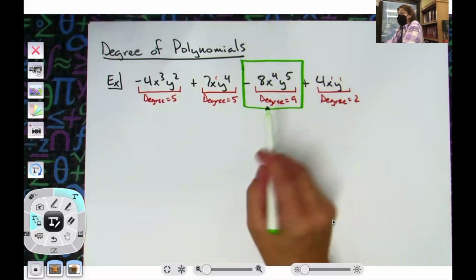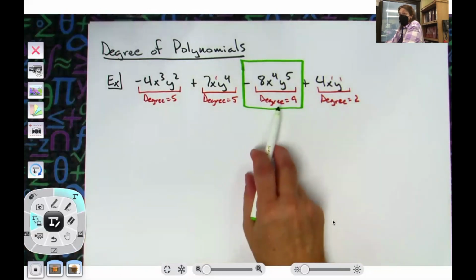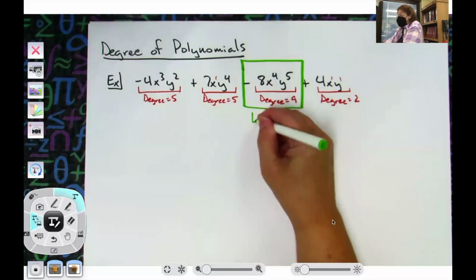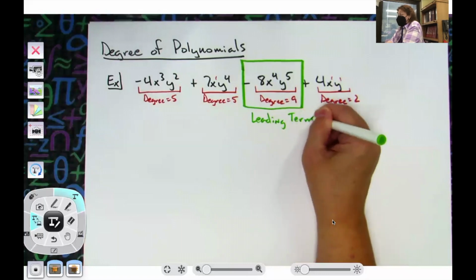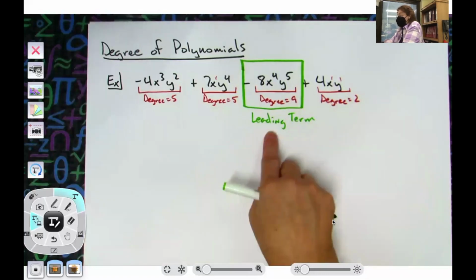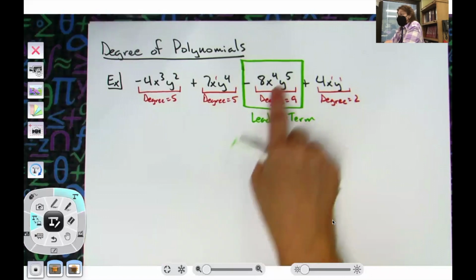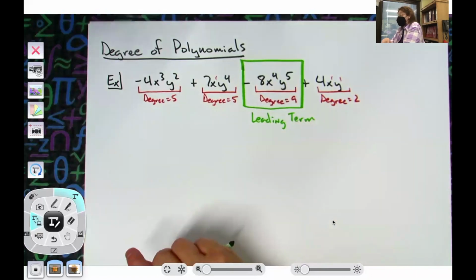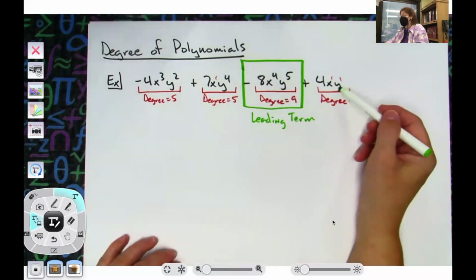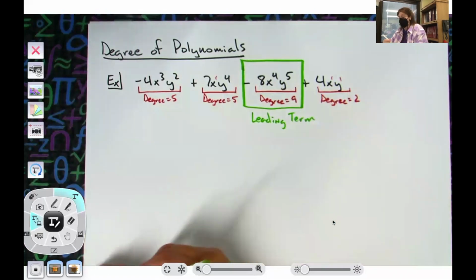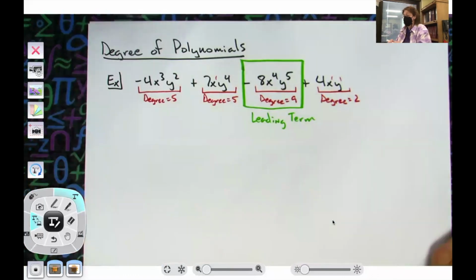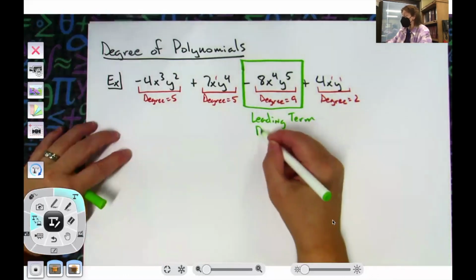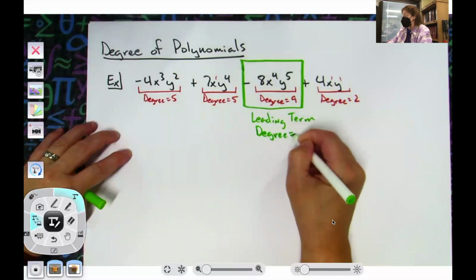All right, this term has the highest degree. So since that term has the highest degree, that one is the leading term. That one is classified as the leading term. So I could ask you what the coefficient of the leading term is. It's -8. The degree is 9 because I added them up. All right, so a little bit different way to think when you've got more than just one variable in there. Okay. So the overall degree of this polynomial is 9. Let's write that down. Degree equals 9.